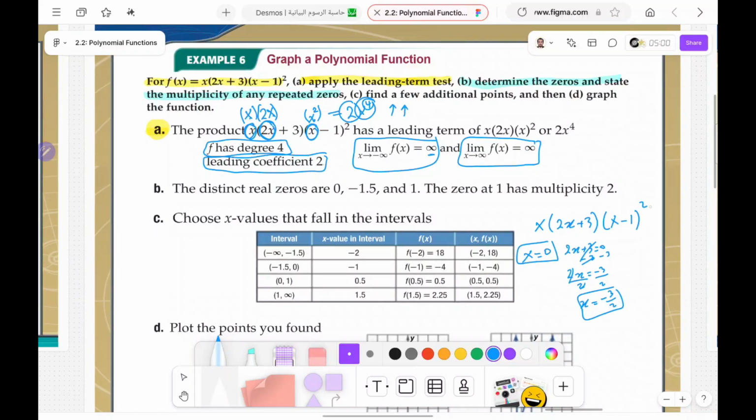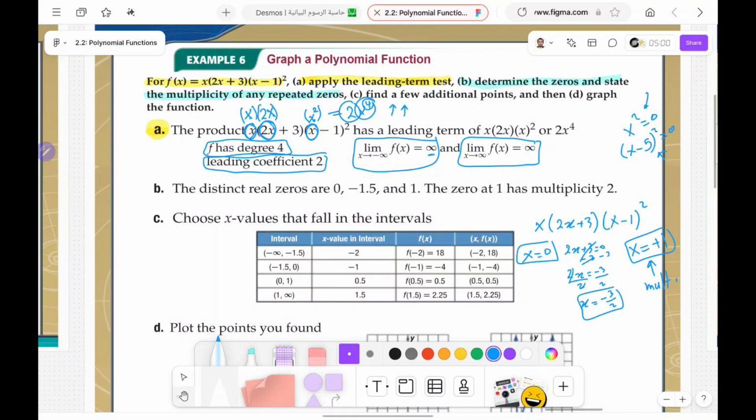Now the third zero comes from x minus 1 squared, so x equals positive 1. And this one is what? Multiplicity. Why is this one a multiplicity, or repeated zero? Because when x squared equals 0, or x minus any number squared equals 0, this is considered multiplicity. So this x minus 1 is also considered a multiplicity.